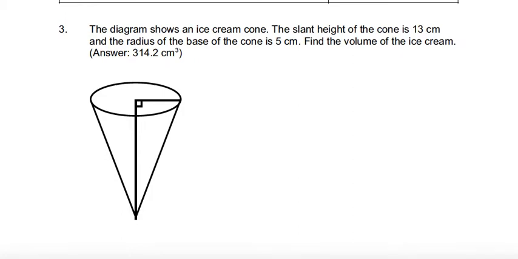So when we looked at the slant height of a pyramid, it was that diagonal height. So the slant height of the cone is also the diagonal height. So it has a slant height of 13 centimeters, and it says the radius of the base of the cone is 5 centimeters. And we want to find the volume of the ice cream cone. So I know the answer, I just need to figure out how I get to that answer.